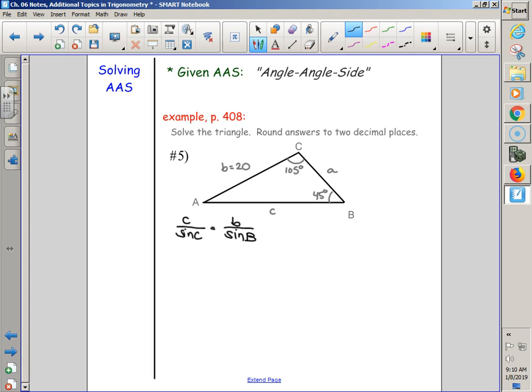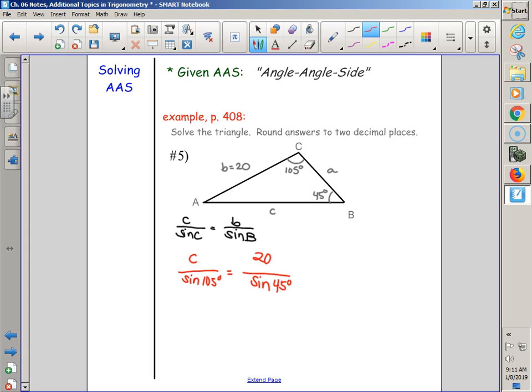What can we plug into this, cool kids? What do we know? We don't know sine, but we do know angle C, which is 105, right? To find sine of 105, unit circle. Oh, no. That's 90 and 15. That's not a 30, 45, or 60. Do you see why you have to have your calculators out? That's not unit circle. B, we know, is 20. And sine of B, sine of 45. Okay, we could do that one in the unit circle.